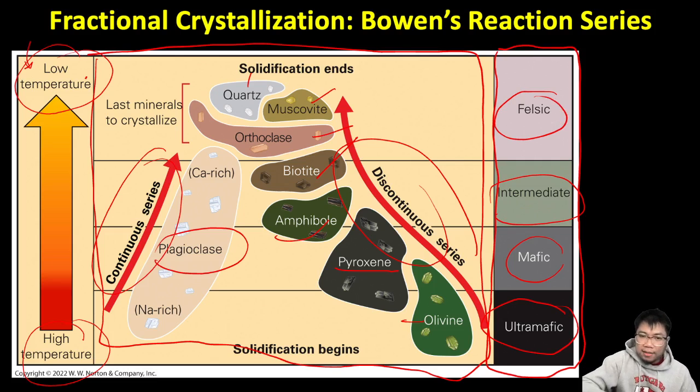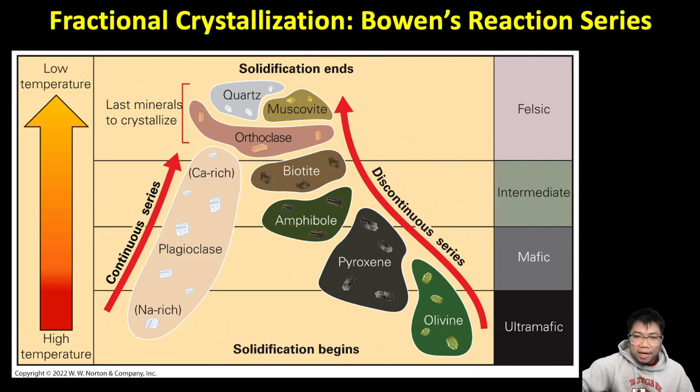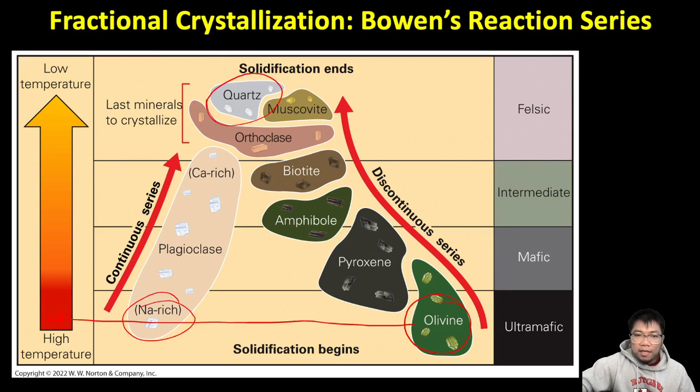Okay, now the nice thing about Bowen's reaction series, it actually can tell us a lot about what the different minerals are that will crystallize at different temperatures. Okay, so for example, olivine will crystallize at that temperature, which is pretty hot. Okay, as well as the sodium-rich plagioclase. However, if we found quartz, that means that these minerals actually solidify at a low temperature, much lower temperature than olivine.